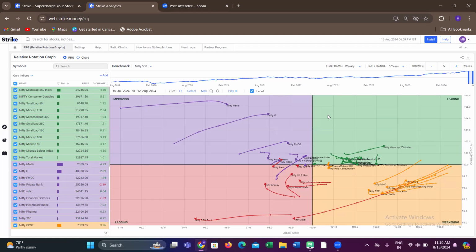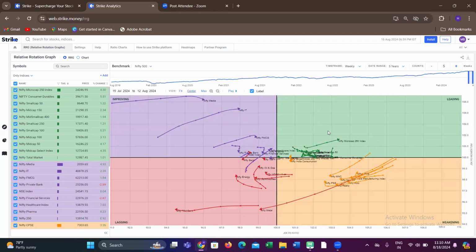So it's difficult to track. So by looking at this, and let me just put it into center. By looking at this, I can spot some of the things very clearly. I can see Nifty IT is having a very good momentum. Look at this. This is 5 weeks data.